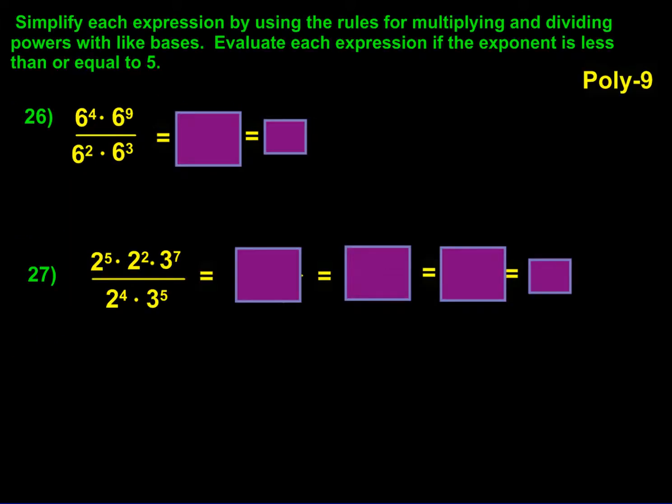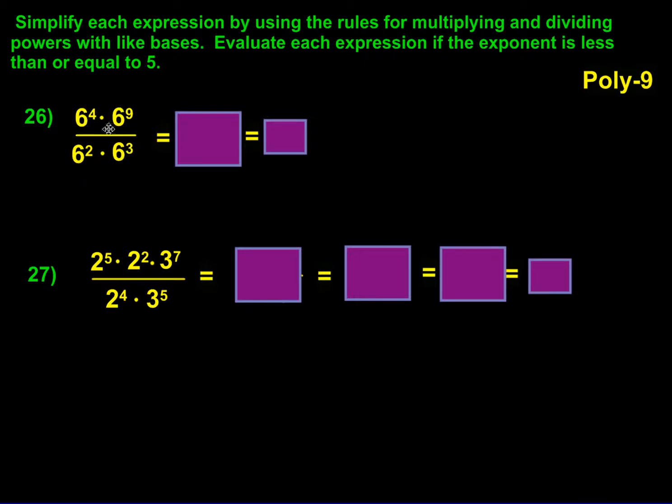For the next two problems, numbers 26 and 27, you're asked to simplify each expression by using the rules for multiplying and dividing powers with like bases. Evaluate each expression if the exponent is less than or equal to 5. So we'll start with 26. We have 6 to the 4th times 6 to the 9th over 6 to the 2nd times 6 to the 3rd.